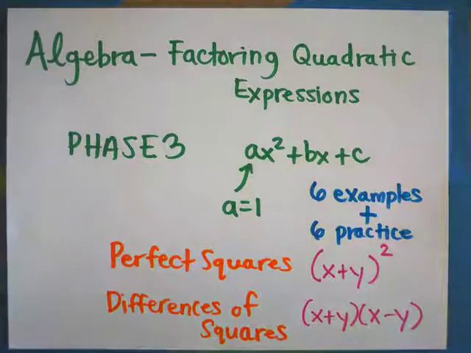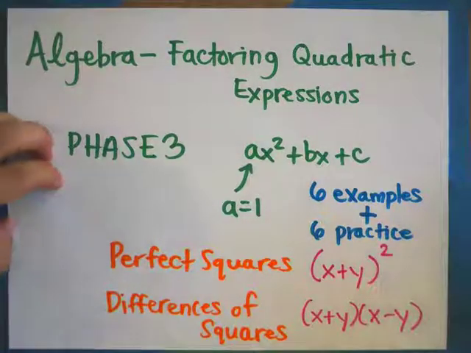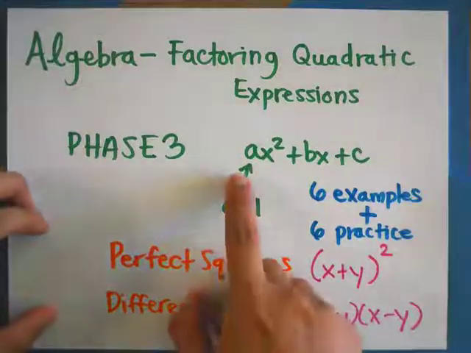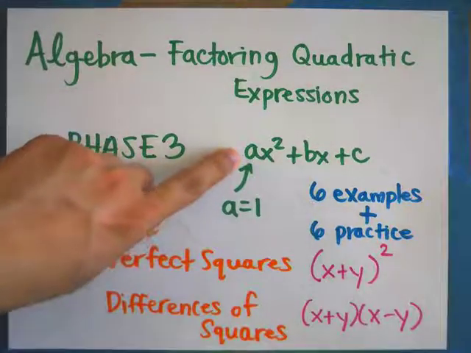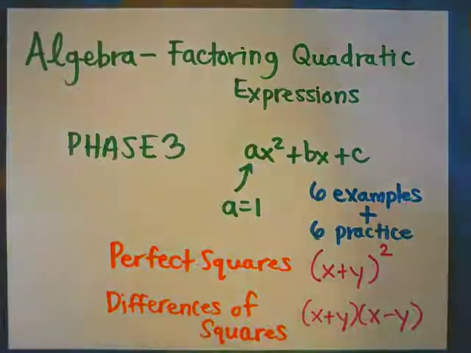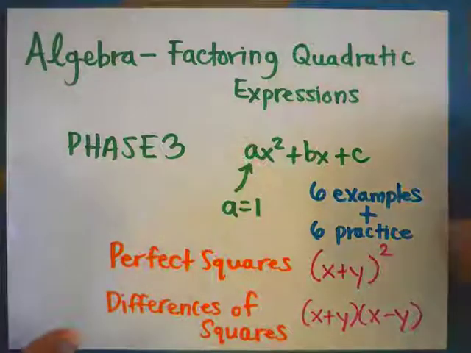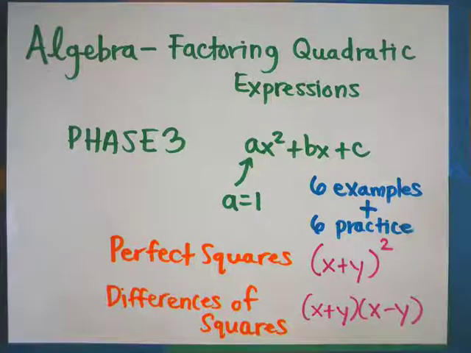I'm under the assumption that you have watched my previous phases of factoring, phase 1 and phase 2, both part 1 and part 2, and so that's why you are here. We're still dealing with quadratic expressions where the coefficient is 1 in front of the x squared, so it's not too complicated. It'll get a little bit more complicated on the next phases, especially phase 4 and phase 5. Okay. We are going to deal with 2 special cases, and that's perfect squares and differences of squares.